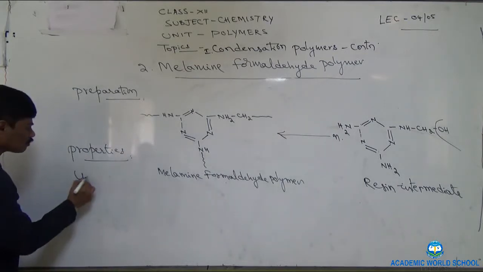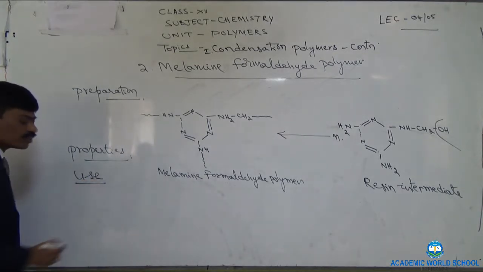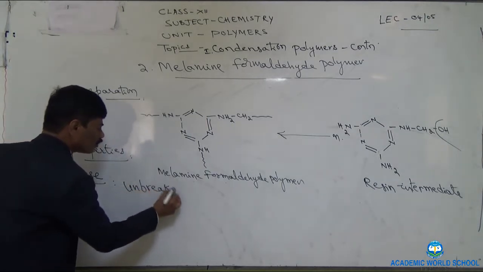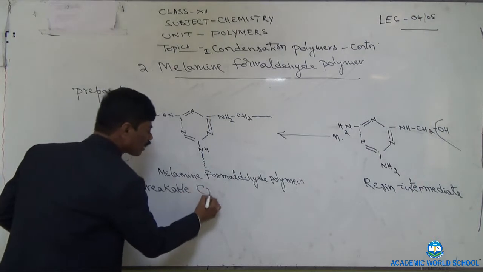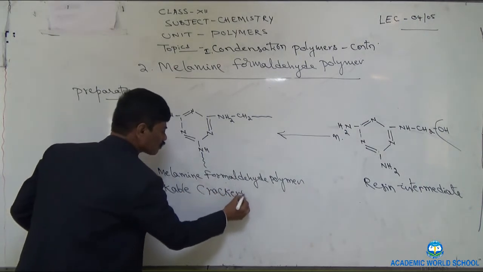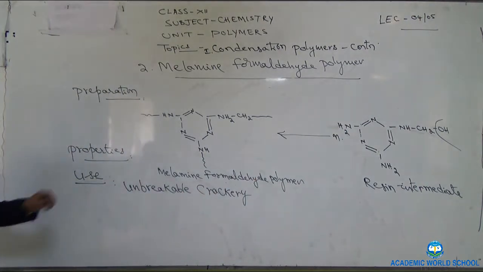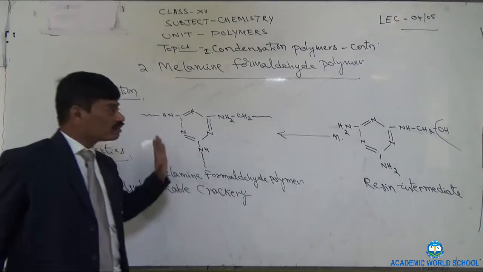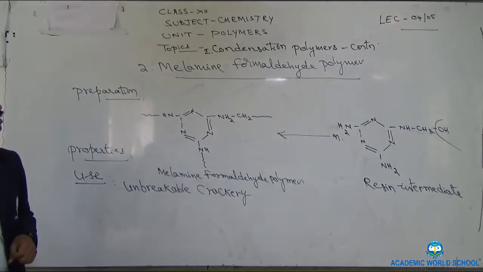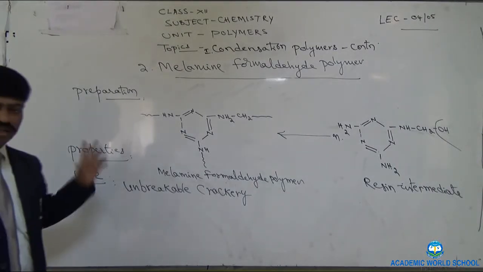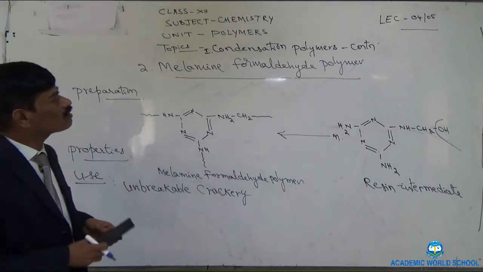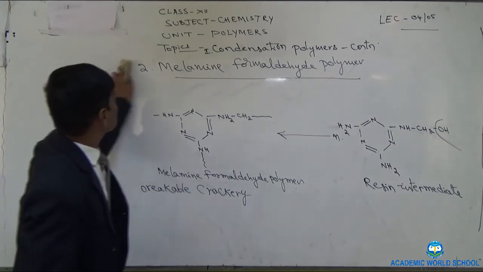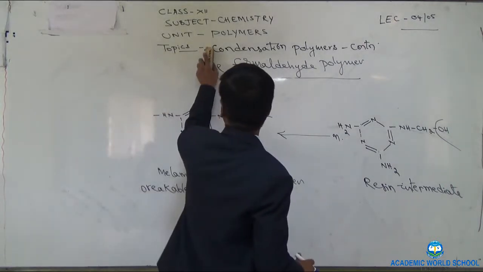Therefore, it is used in making of unbreakable crockery. That is the use. Crockery means pots or cups which are made up of china clay. That is about the chemistry of melamine formaldehyde polymer. Right. That is about condensation polymers, continuation. That is today's first topic over.